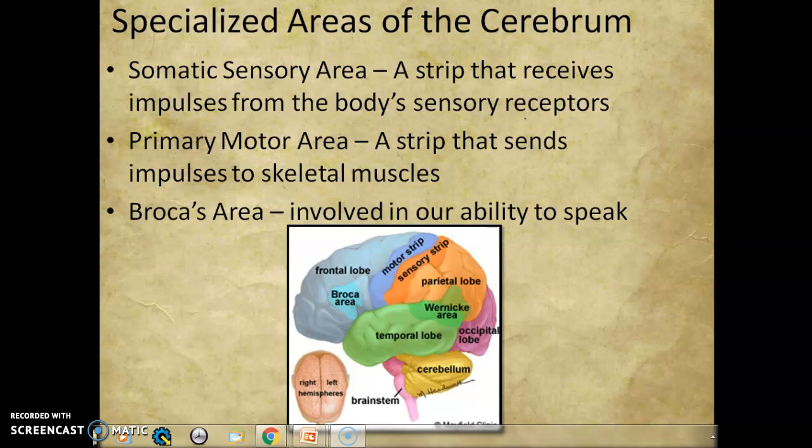Okay. We see there are some other specialized areas as well, including the sensory area here in orange. Okay, and then the primary motor area, which is here in the blue. And then we also have the Broca's area. The Broca's area is involved with speech, just to review a little bit from last time.